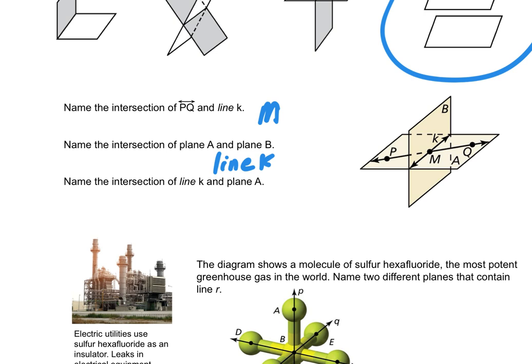Where do line K and plane A intersect? Plane B. What'd you say? Plane B. Not quite. If I were to take a plane, let's say this is plane A, and let's say I lay a line right on top of it, where do those two intersect? Line K. Yeah, it's the line. It's a little bit weird, a little bit different. Line K is laying on that plane.